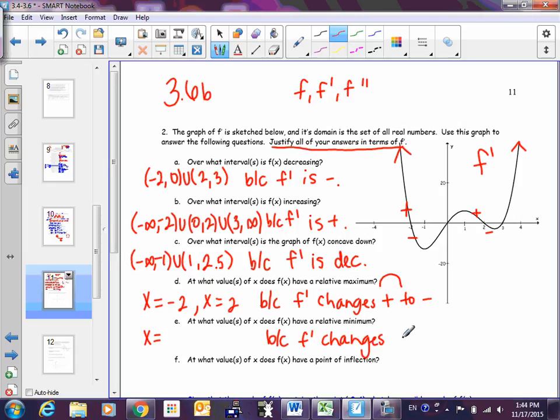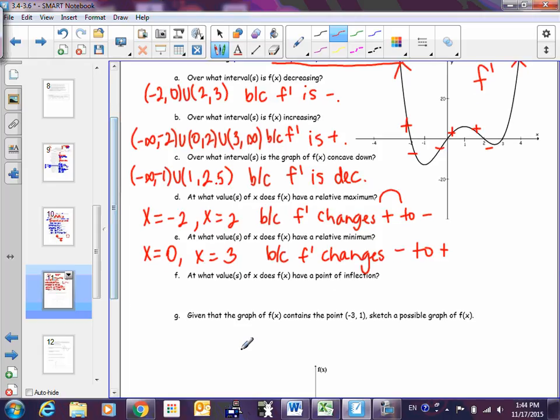If you write the justification, it goes from being an abstract problem to a pretty black and white problem. So the justification is f prime changes negative to positive. So what I'm looking for is below to above as we go from left to right. So what's one answer? 0. Where's the other answer? 3. Okay.